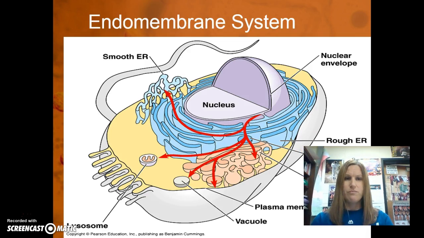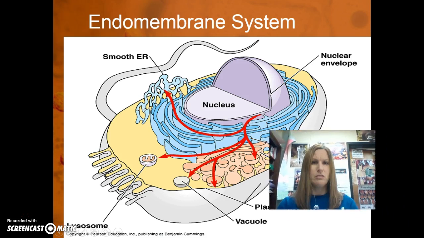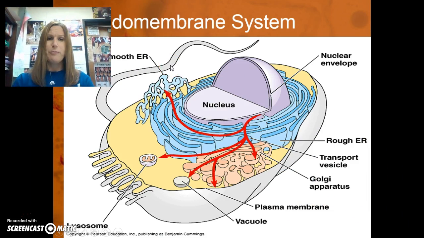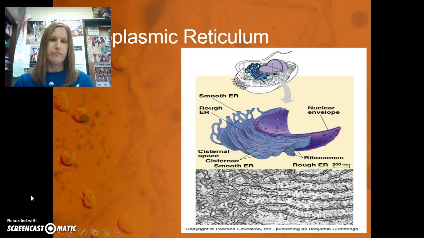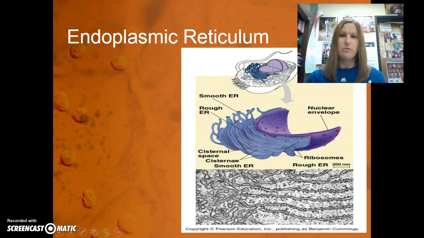Well, check it out. I'm going to go way over here. Okay, here's what we have. Parts of the endomembrane system: nuclear envelope, we have already talked about this. Smooth endoplasmic reticulum. The rough endoplasmic reticulum. Transport vesicles, which we will talk about. Golgi apparatus. Plasma membrane. Vacuoles and lysosomes. So we are going to focus on the endomembrane system today. So let's talk about the endoplasmic reticulum first.